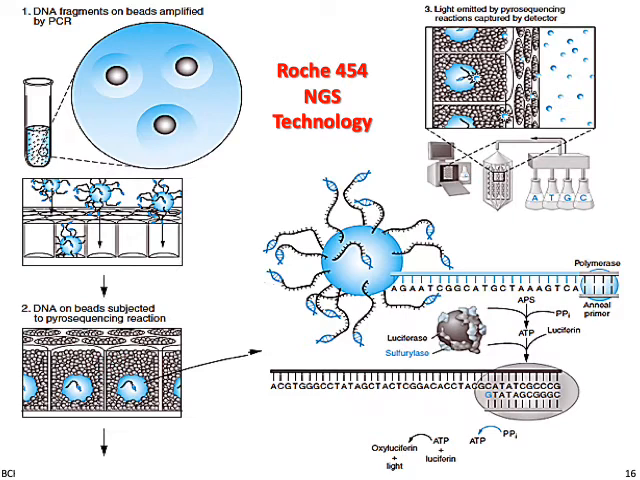It generates a label. Look down in the figure at the bottom. You can see the G generates PPi, and this PPi, in the presence of luciferase enzyme, will generate light, and it can be detected. And this is the NGS technology.